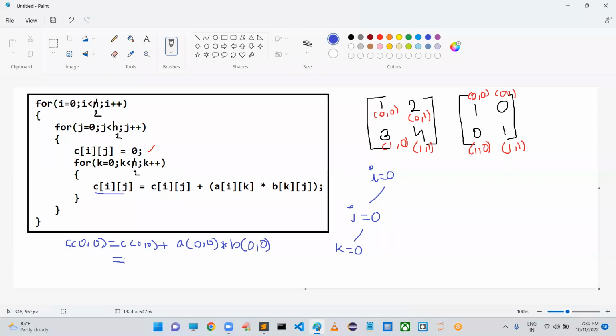What is the initial value of C of 0, 0? It is 0 plus A of 0, 0. A of 0, 0 will become 1. So 1 into B of 0, 0, which is also 1. 1 into 1 will become 1. 0 plus 1 will become 1. So C of 0, 0 value is 1. Just now we calculated this. This is the resultant matrix: 0, comma 0 element, 0, comma 1 element, 1, comma 0 element, 1, comma 1 element. Like this we will get.